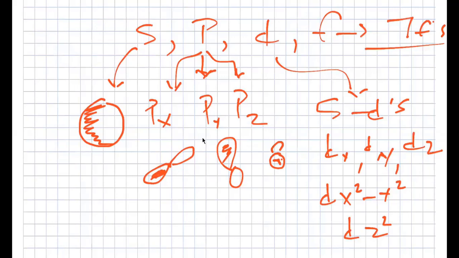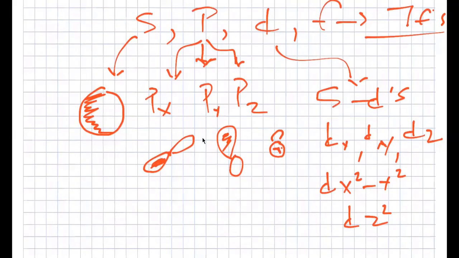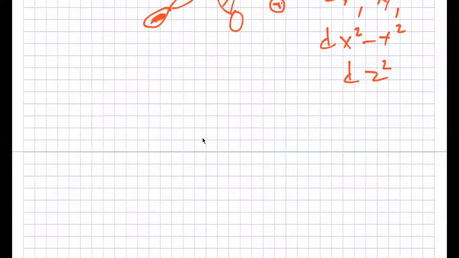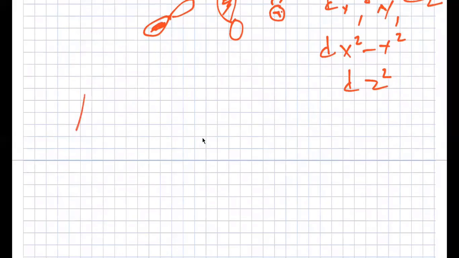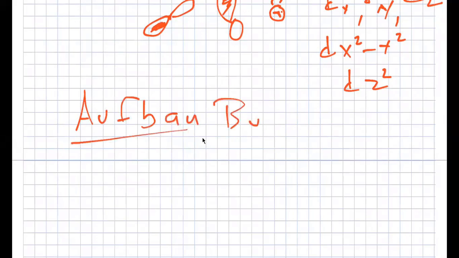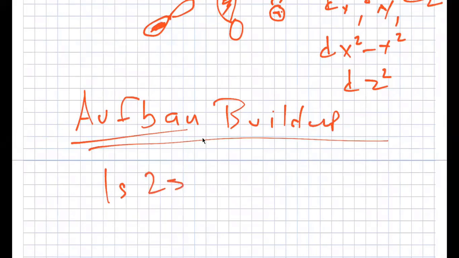Yeah, 7. So if you remember from chem, all of these orbitals are organized in a certain way. What's it called? Anybody remember? Shells. Right, they're organized in shells. But it's called the Aufbau buildup. You remember that? 1s, 2s, 2p, 3s, 3p, 4s, 3d, and so on and so forth.